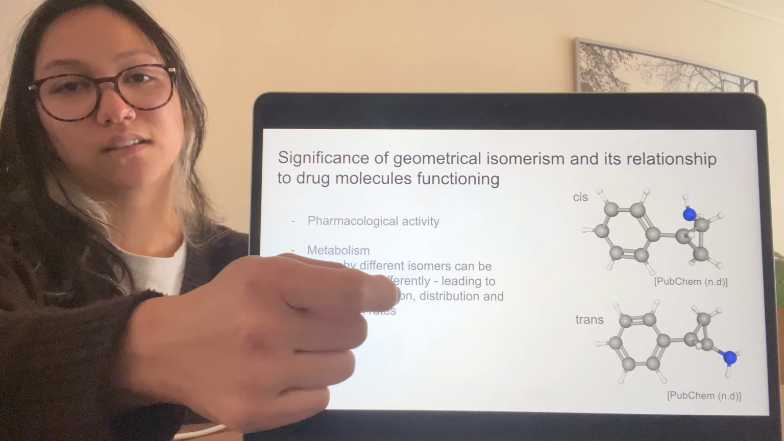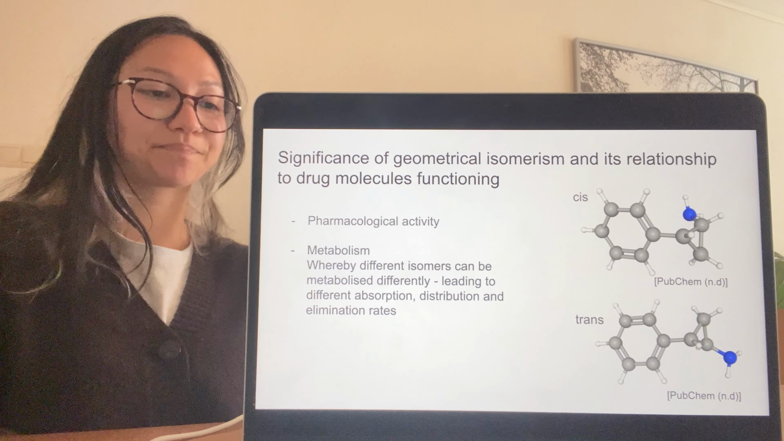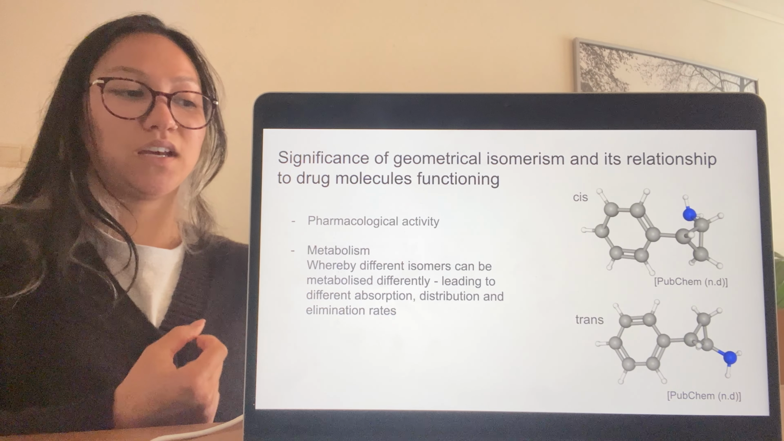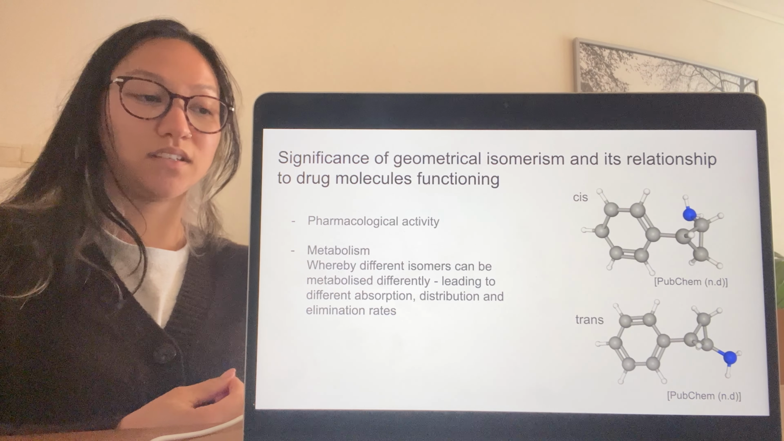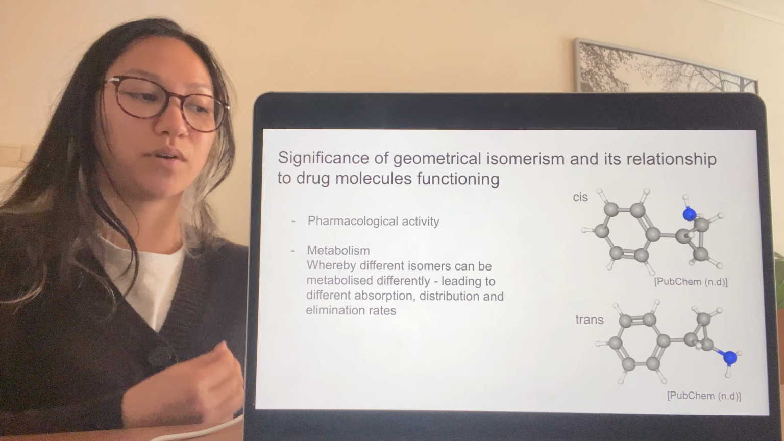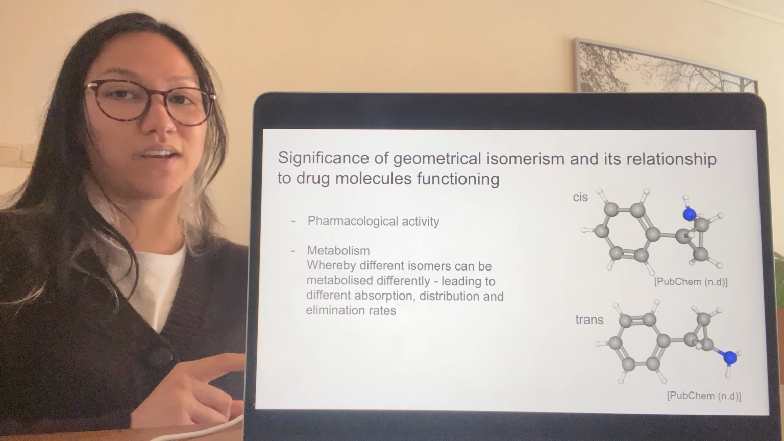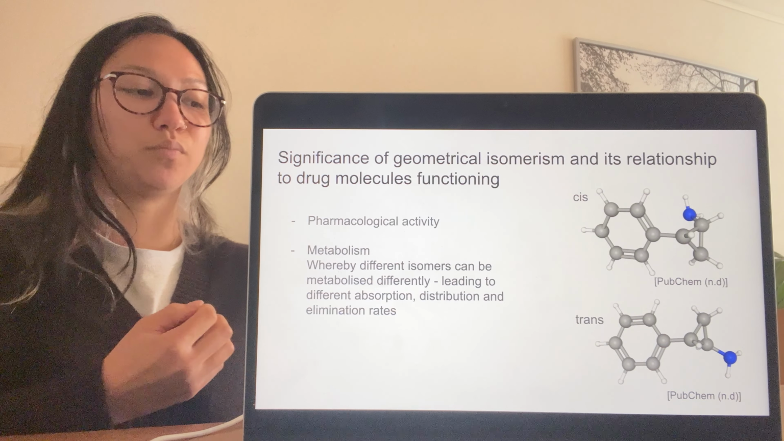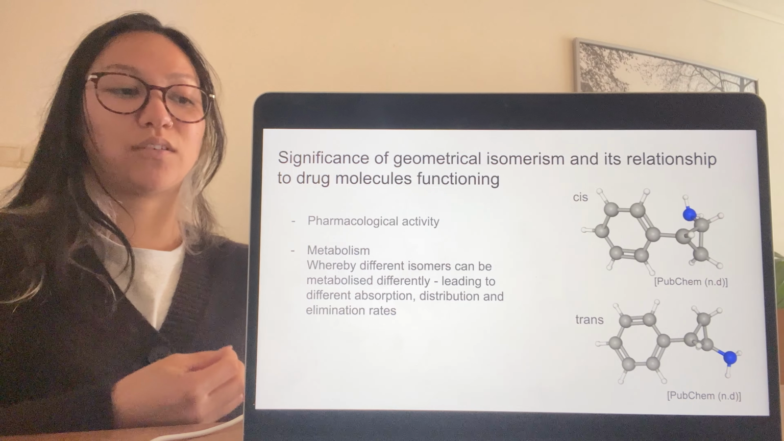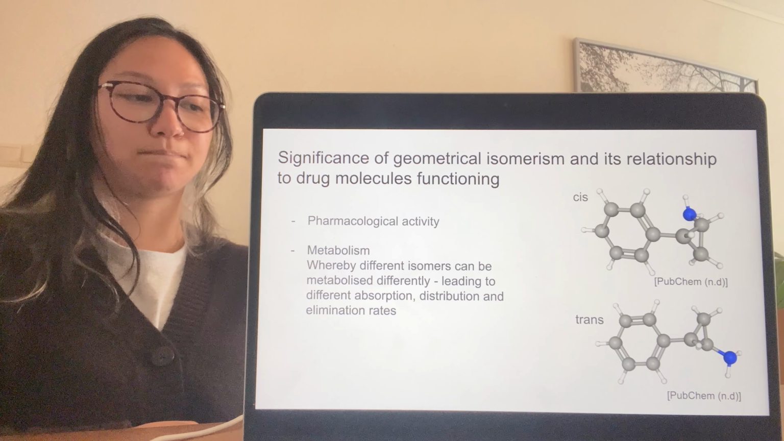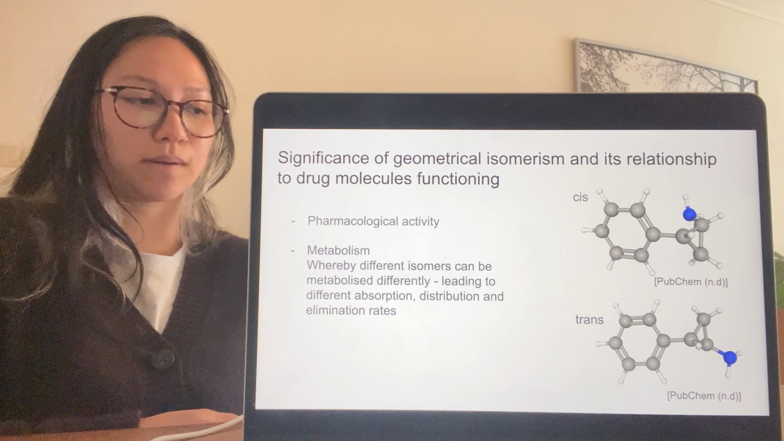The cis is the top one and the trans is the bottom, and the trans is the one that we actually use. This is because the trans one is an antidepressant due to its ability to prevent the breakdown of neurotransmitters in the brain, whereas the cis isomer is not as effective and is unable to prevent monoamine oxidase A from breaking down monoamine neurotransmitters in the brain. So we simply use the trans one because it's more effective than the cis one.